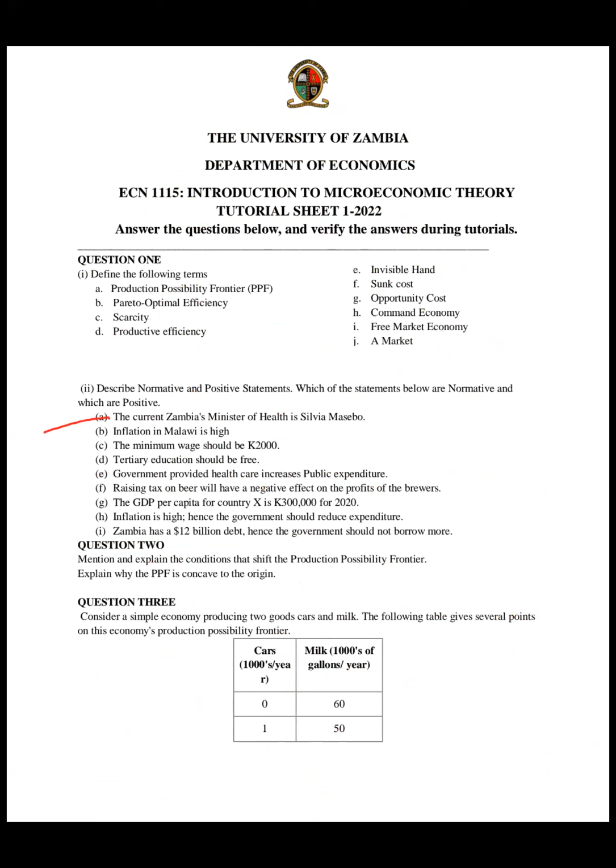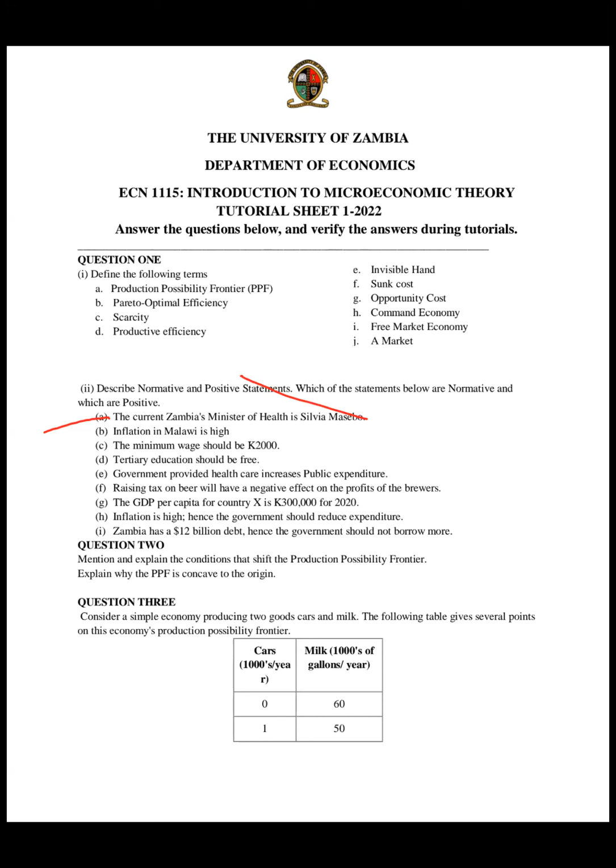The current Zambian Minister of Health is Sylvia Masebo. Is that true or false? Not true or false. Is that statement positive or normative? Anyone can still answer? Positive. The statement is positive because that's the truth.